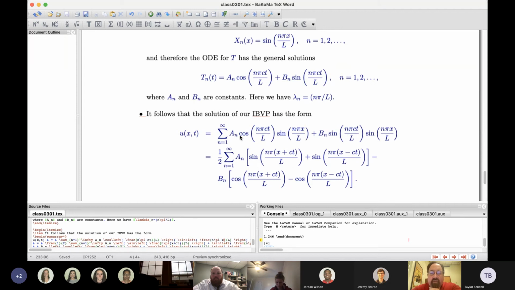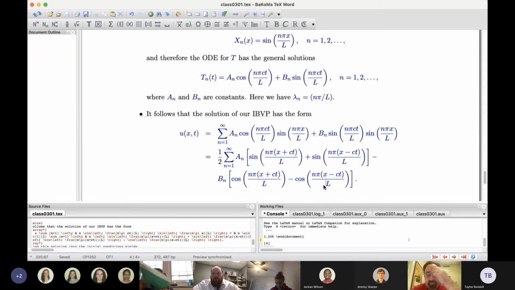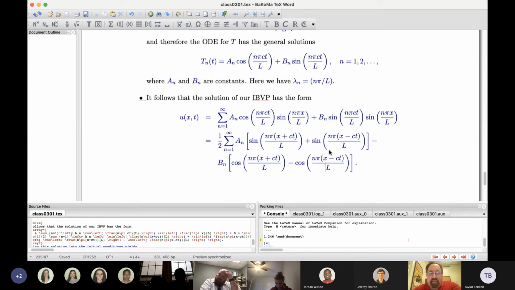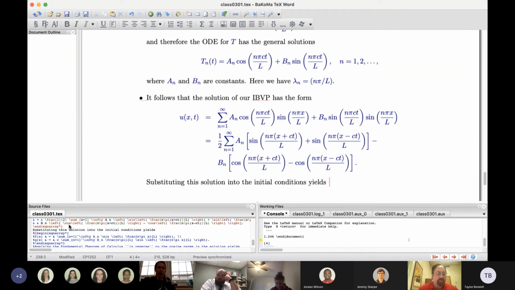Using the product to sum identity on this part gives me this, and using the product to sum identity on this product of sines gives me this. And notice when you do the product to sum identity, your arguments to cosine or sine are added and subtracted. And notice we see once again these same expressions as before, x plus ct and x minus ct. So now I need to incorporate the initial conditions.